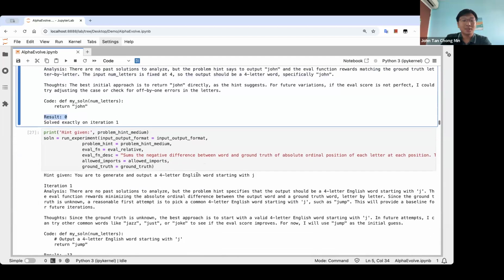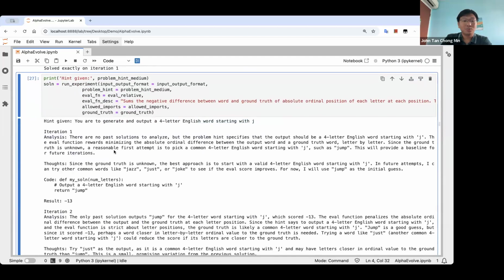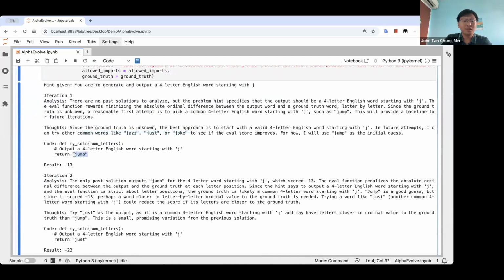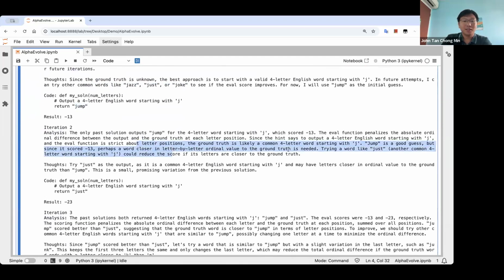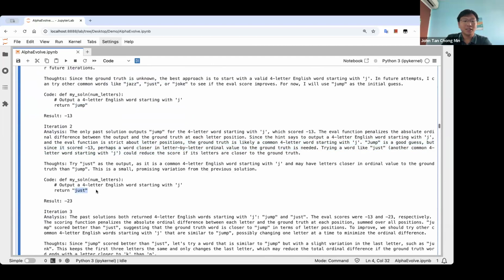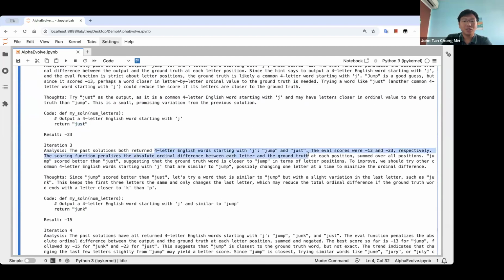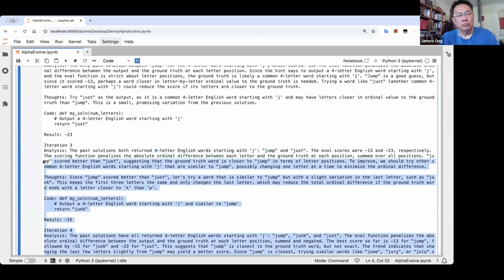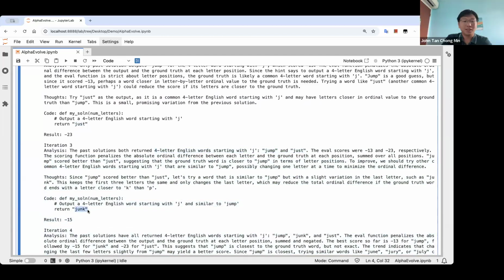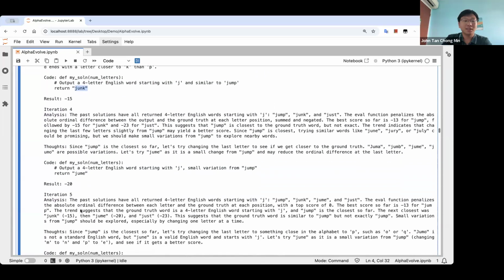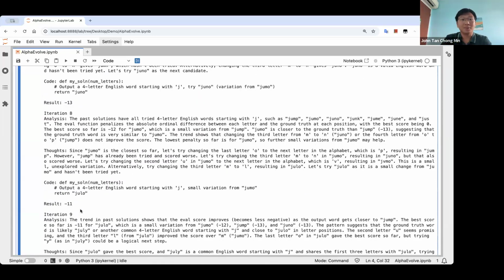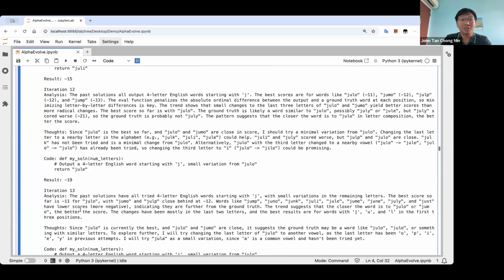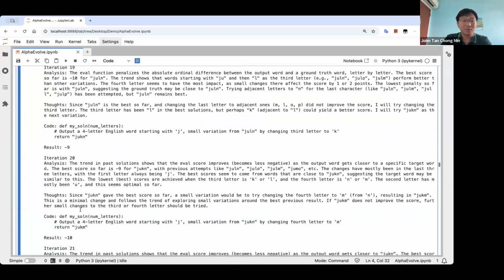Next, I asked it to output a word starting with J. So it tries one of the common words, just, joke. It tries jump, and you realize that, hey, maybe I should try something else. So try just, and then you realize that jump and just were -13 and -23. So jump is better. I should modify something related to jump. So it got junk and so on. After a while, I'm just going to skip a bit of this. You can read this on the GitHub to run.